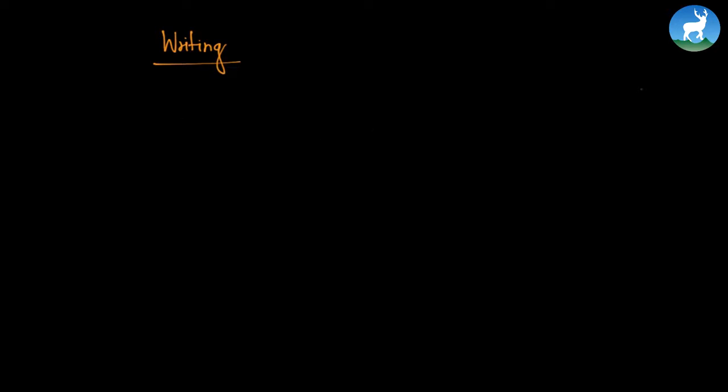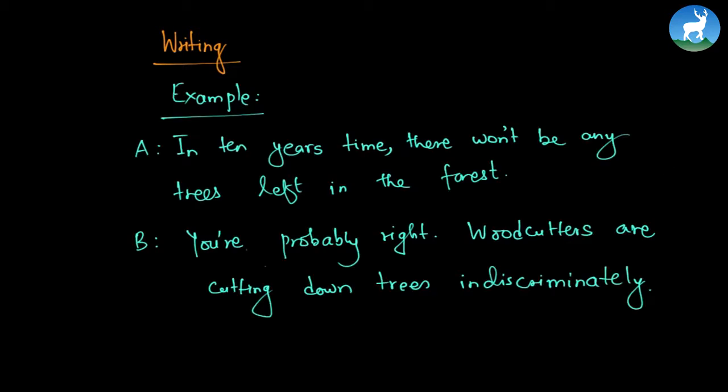Let's look at the example first. Alright, this is the first set of examples that is given in your book. First is: in 10 years' time, there won't be any trees left in the forest. So we have Mr. A, who is trying to give some opinion. So it is his opinion that he is trying to convey to B. In 10 years' time, there won't be any trees left in the forest.